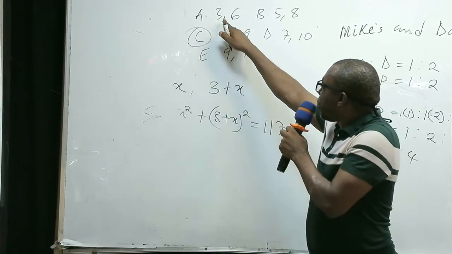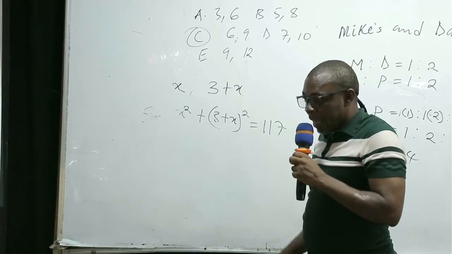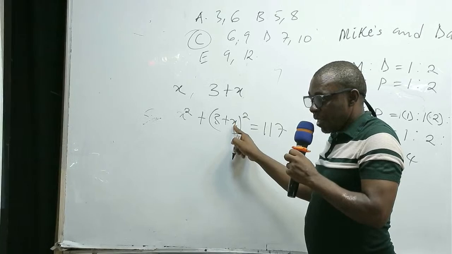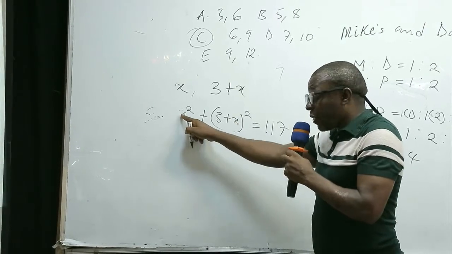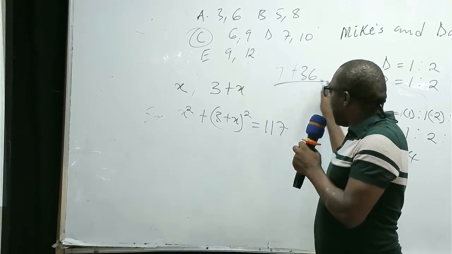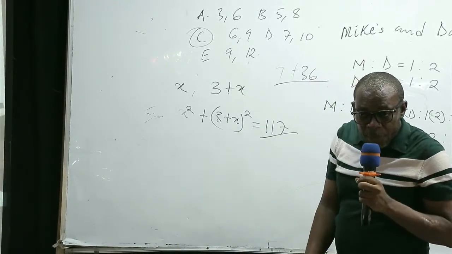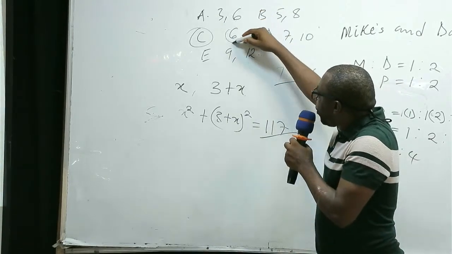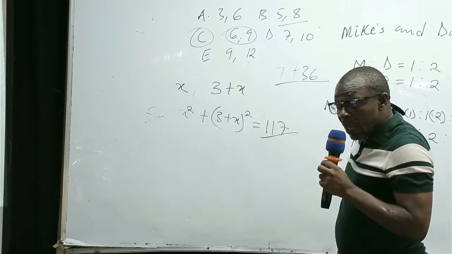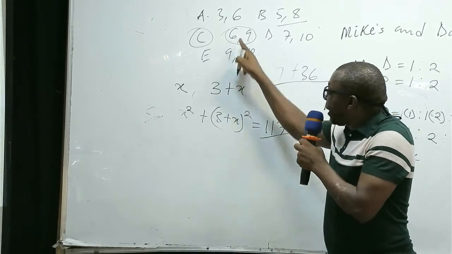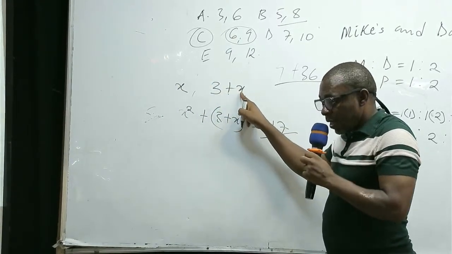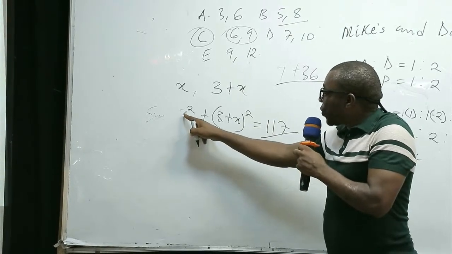I bring 3 here. 3 squared is 9. Now the next one is 3 plus 3, which is 6 because x is 3. 6 squared is what? When you add it, is it going to give me 117? No. Finally, I move down to this place. I know I can still use this one, but I've seen something. Now let me take x to be 6. So what is 3 plus 6? And what is 3 and 6 squared?